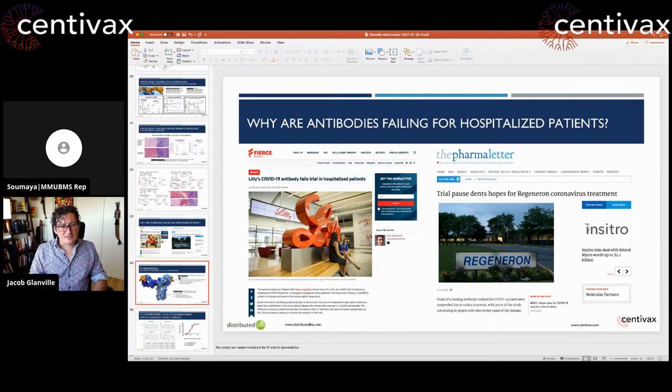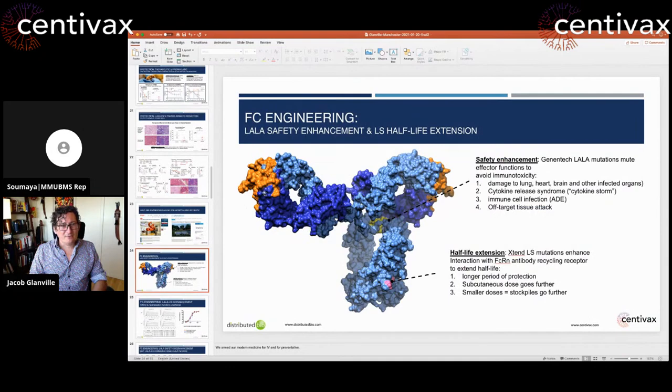And for that reason, we also engineered not just the Fv region in orange of our antibody, but we also made two engineering decisions in the Fc, the constant region. One is that we used a Genentech LALA mutation. This is a leucine-alanine mutation that removes the effector functions of the antibody, almost entirely eliminates them. That means that the antibody will go in and neutralize the virus, but it won't provoke all of these various immune responses. So it can go in and neutralize the virus without harassing the immune response. We think this is going to cause our antibody to be effective in hospitals, to provide the good of neutralization without the bad of immunotoxicity.